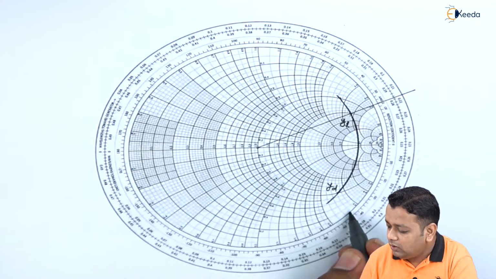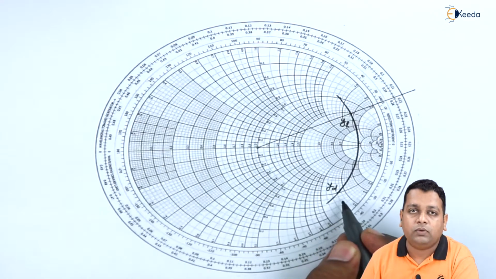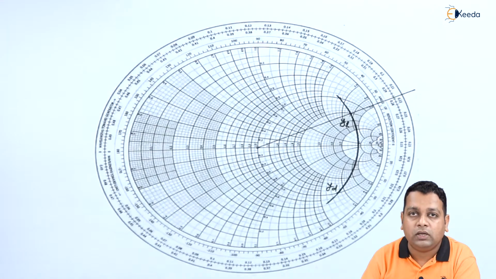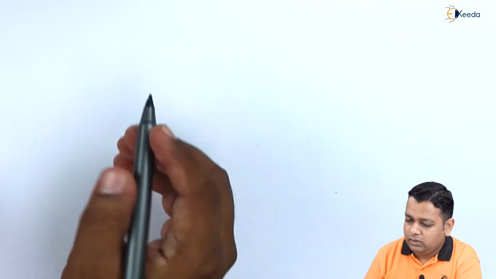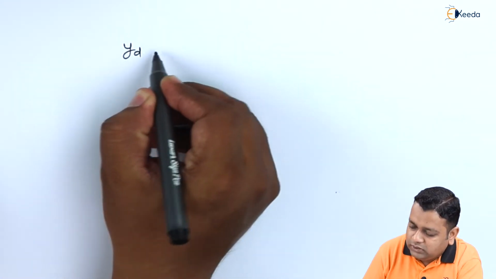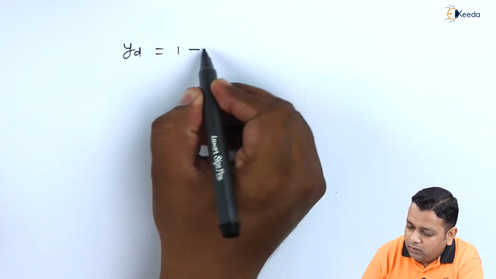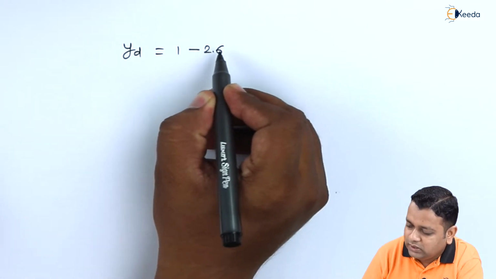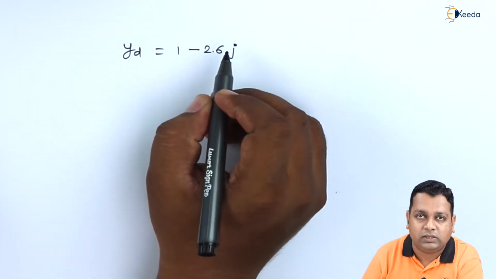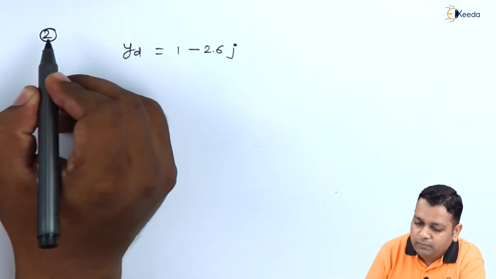So here this is the constant reactance line at 2.6 here. Therefore, we shall be further expressing y suffix d in the small case. So here we have opted y suffix d in the small case. So this is equal to 1 minus 2.6 times j, we can see here. So this was the step number 2.